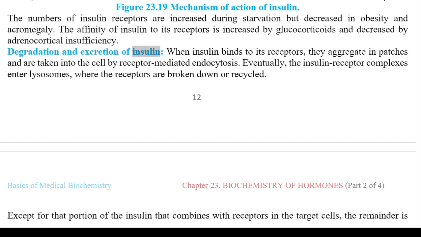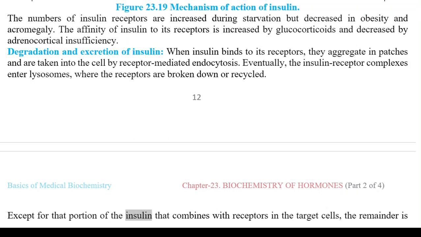Degradation and excretion of insulin. When insulin binds to its receptors, they aggregate in patches and are taken into the cell by receptor-mediated endocytosis. Eventually, the insulin receptor complexes enter lysosomes, where the receptors are broken down or recycled.